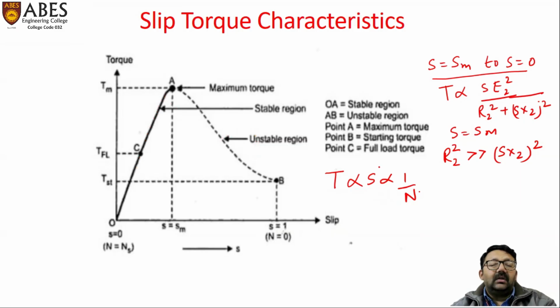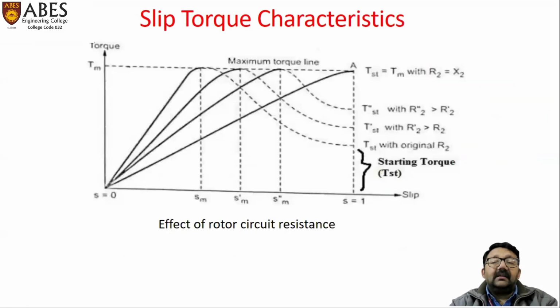So this is how the torque of an induction motor varies with its slip or speed. The entire operation is divided into two zones: one is stable and the other one is unstable. Now, moving to the next slide. In this slide, we will discuss the effect of rotor circuit resistance on slip torque characteristics.